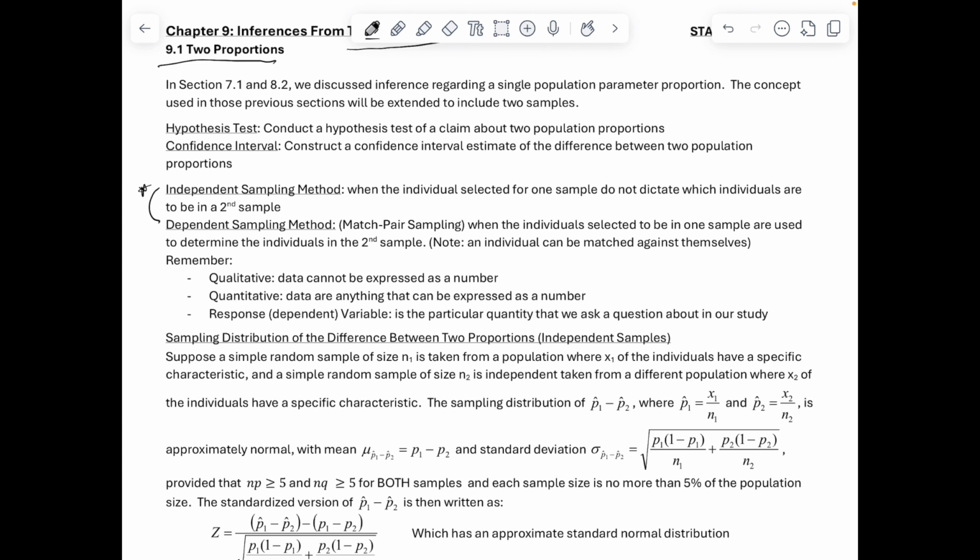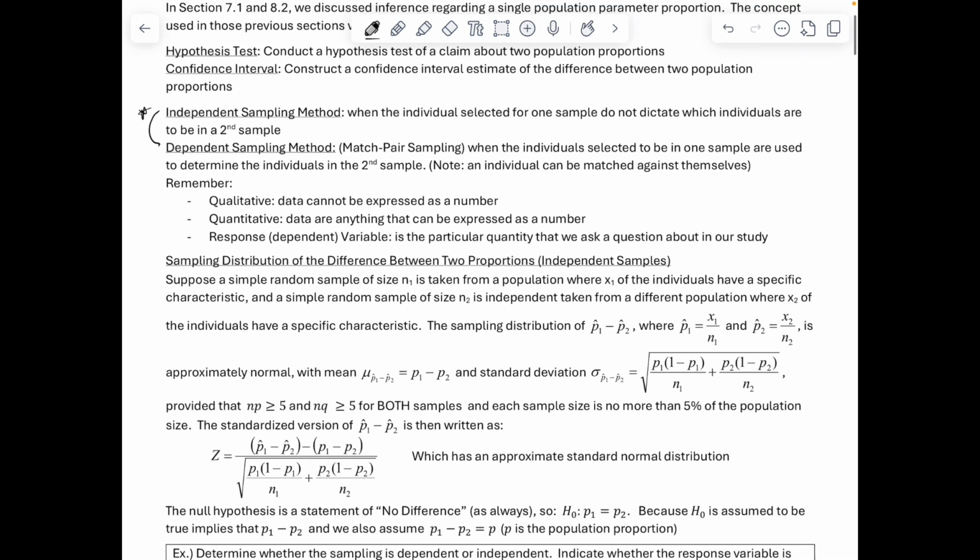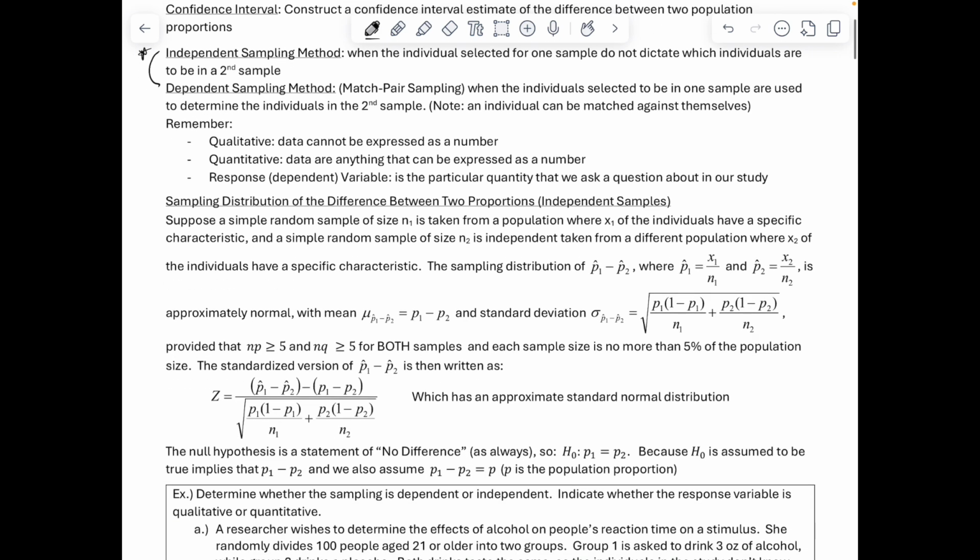A dependent sampling method, or matched-pairs sampling, is when individuals selected to be in one sample are used to determine the individuals in the second sample. Also note that individuals can be matched up against themselves, so maybe like a pre-test, post-test, or seeing left-hand response versus right-hand response for different things.